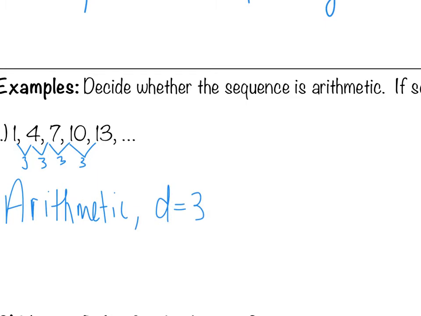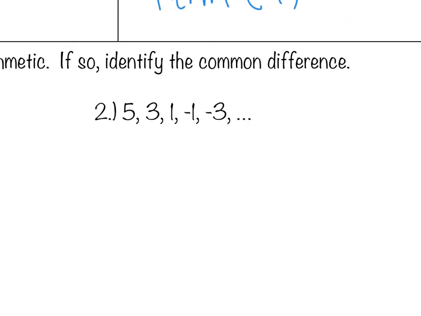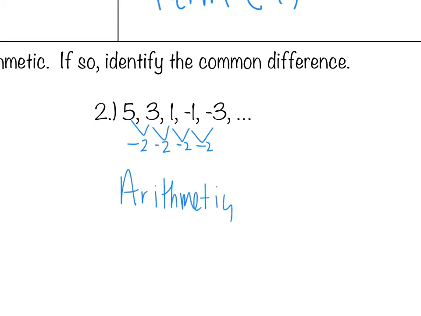So let's look at the other example. Now this one's actually going down. So it's actually subtracting 2. In this case, it's still arithmetic, but the D value is going to be negative because it's subtracting 2 each time. So that is just being able to find whether it's arithmetic and then what the common difference is.